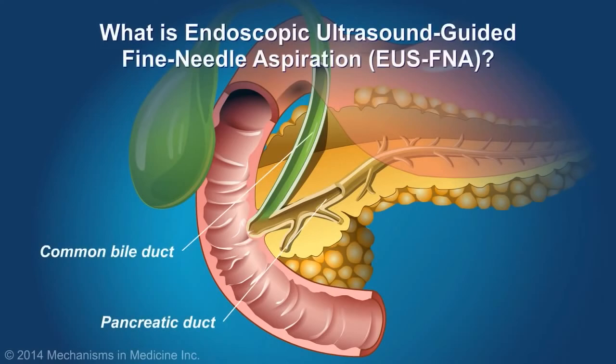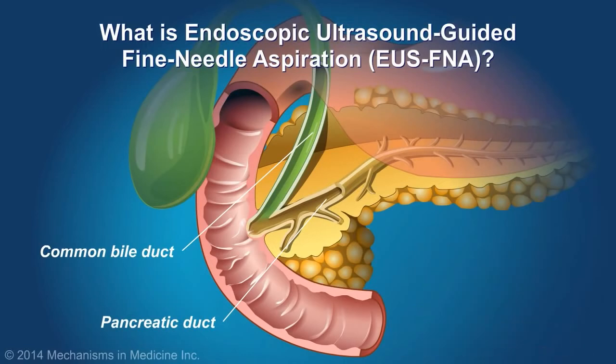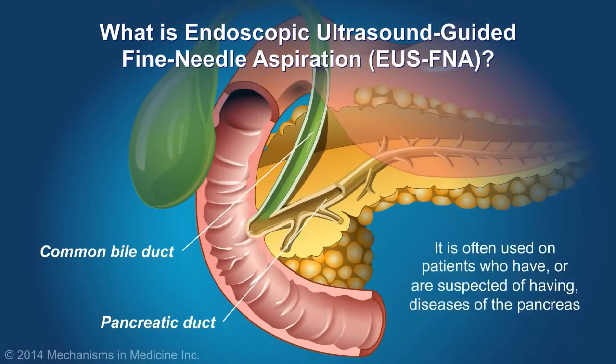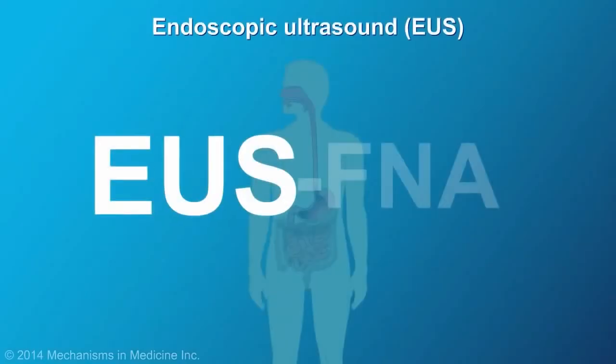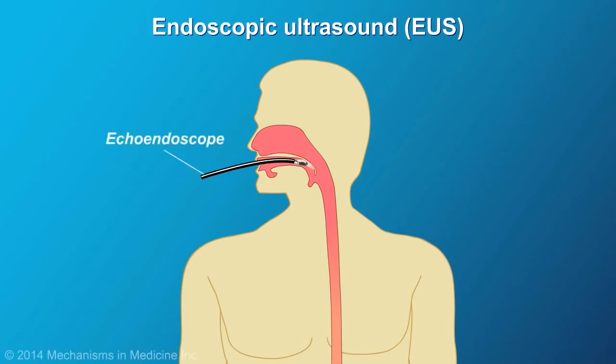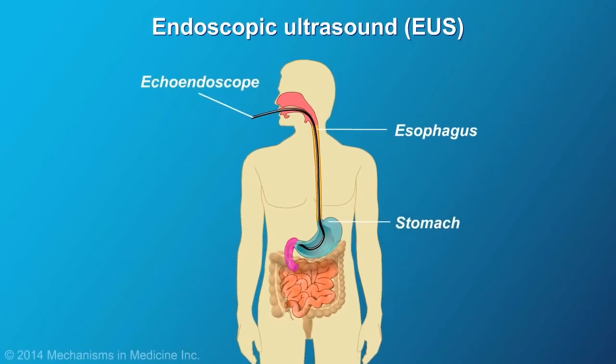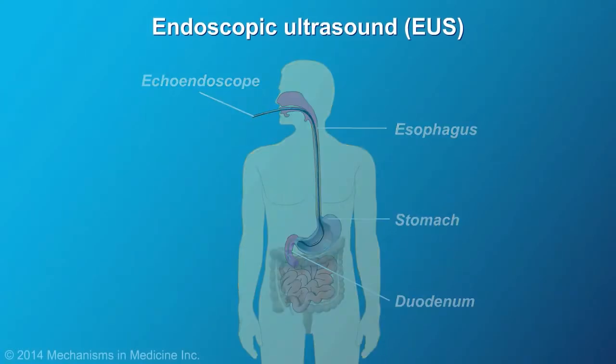Endoscopic ultrasound-guided fine needle aspiration, or EUS-FNA, is a type of procedure that combines steps involving imaging, tissue sampling, and on occasion, collection of pancreatic cyst fluid. It is often used on patients who have or are suspected of having diseases of the pancreas. The endoscopic ultrasound component of the EUS-FNA procedure involves the insertion of a thin flexible tube, an echoendoscope, into the mouth, esophagus, stomach, and further into the small intestine, known as the duodenum.